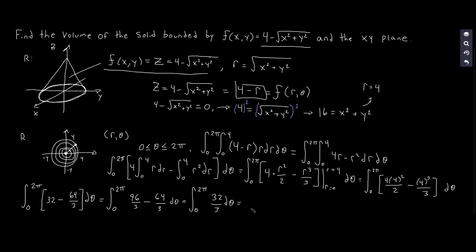So this is going to be 32 over 3 theta evaluated at theta equals 0 and at theta equals 2 pi. I think this is just going to be 64 pi over 3. Yes, 64 pi over 3, and that's going to be our answer for this problem. It's fun, it's cool, look at these cool geometric shapes and awesome integrals. And so let's move on.